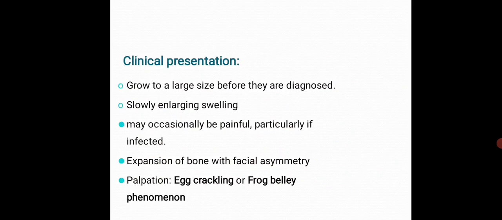So there will be expansion of the bone, which will result in facial asymmetry. This expansion can result in the displacement of the tooth. There can be resorption of the adjacent tooth. So there will be hollowing out of the entire ramus. It can extend up to the coronoid process or the condyle. Due to the expansion of the bone, there is resorption inside, which will result in eggshell crackling, which is also known as frog belly phenomenon.